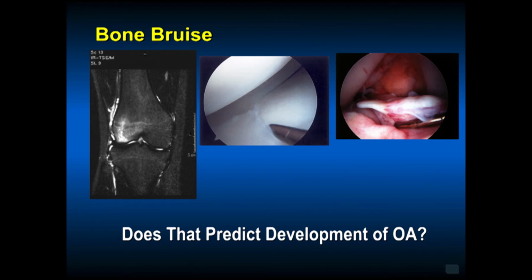We don't really know if these bone bruises predict development of osteoarthritis. In ACL injuries, it's the lateral compartment that has the bone bruise initially, but with or without reconstruction, it's typically the medial compartment that develops arthritis 10 years down the road, not the lateral meniscus or lateral compartment.